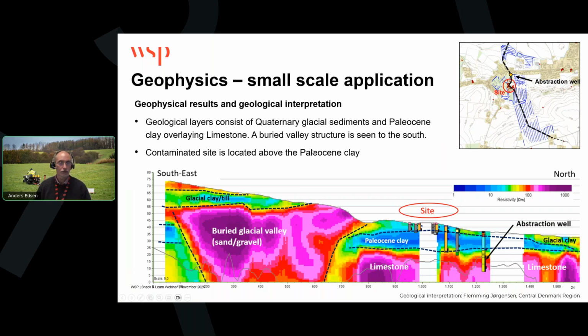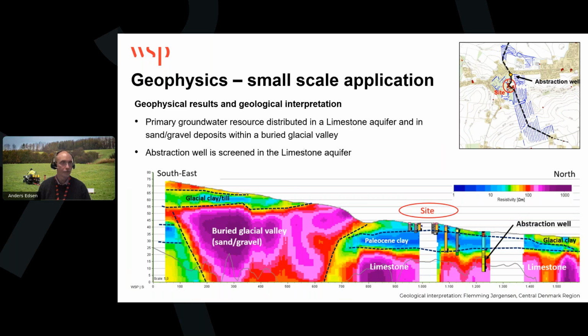Also, you should notice the position of the polluted site compared to the geology. The groundwater resources are in the limestone down here, and you see that the Paleocene clay is between the actual polluted site and the limestone. So the abstraction well is pretty well screened from the site.